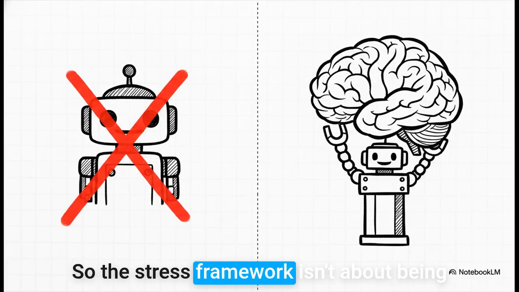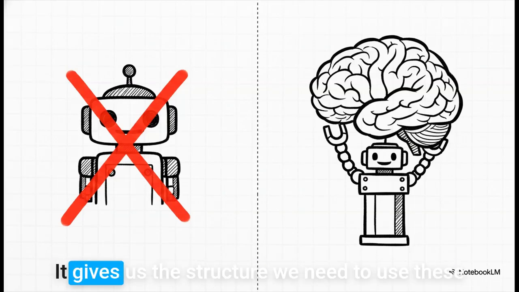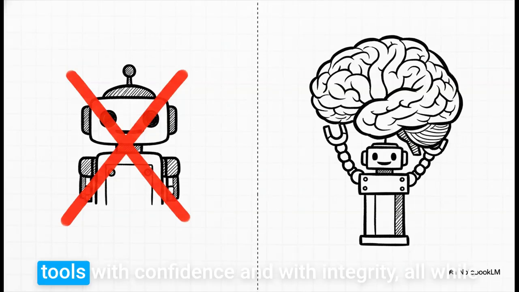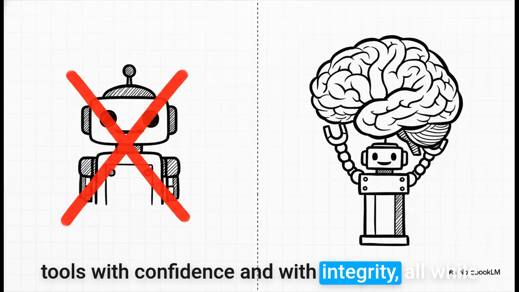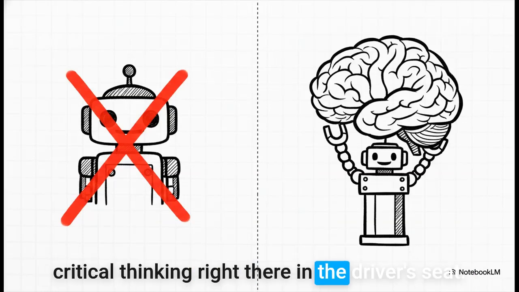So the S.T.R.E.S.S framework isn't about being scared of AI. It's about empowering people. It gives us the structure we need to use these tools with confidence and with integrity, all while keeping our most important asset, our own critical thinking, right there in the driver's seat.